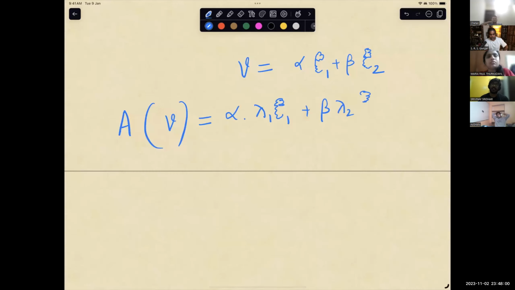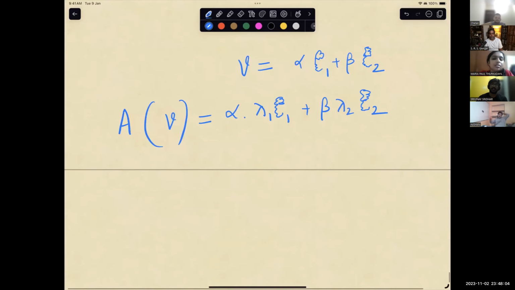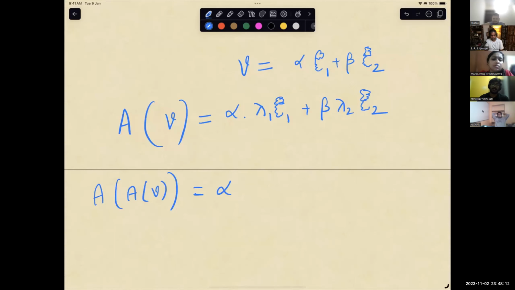I think we're making use of the property that eigenvector 1 and eigenvector 2 are always independent. And given any two independent vectors in R2, we can always define the entire R2, right? So V is just some point in R2, and I'm representing it as some linear combination of these two independent vectors.